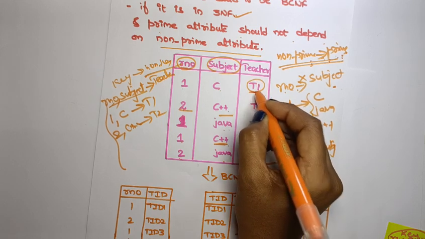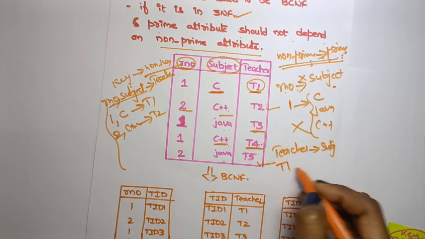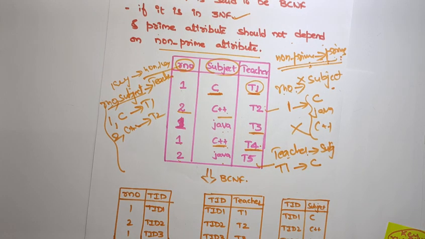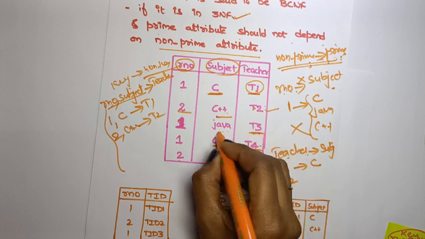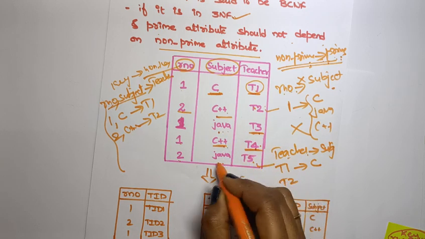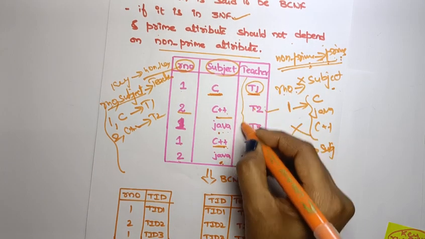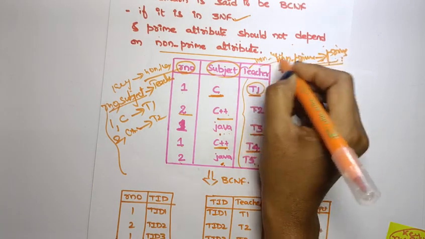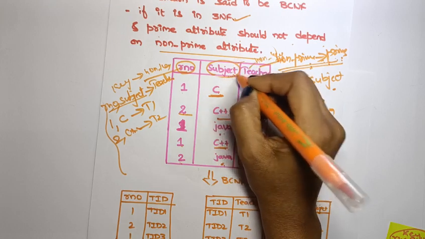Teacher T1 means he is teaching C subject. Teacher T2 means he is teaching C++. Teacher T3 means he is teaching Java. Teacher T4, C++. Teacher T5, Java. Which means that teacher is a non-key attribute, and the non-key attribute is determining the prime attribute.